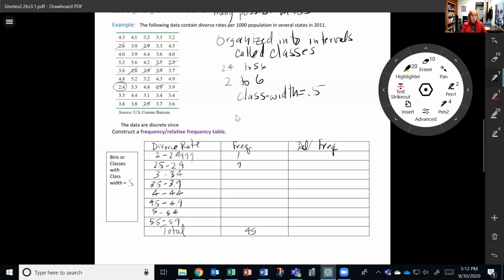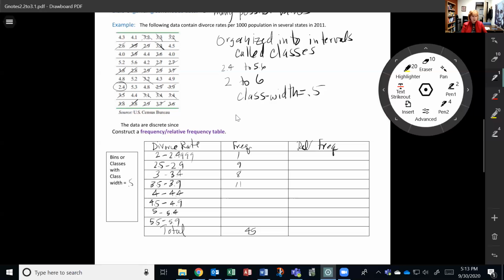From 3 to 3.4, let's see what we got. Nothing there, except 3.2, there's 1. So there's 1, 2, 3, 4, 5, 6, 7, 8, 8 of these. Between 3.5 and 3.9, that's going to be the rest of the 3s. I'm going to have 1, 2, 3, 4, 5, 6, 7, 8, 9, 10, 11.